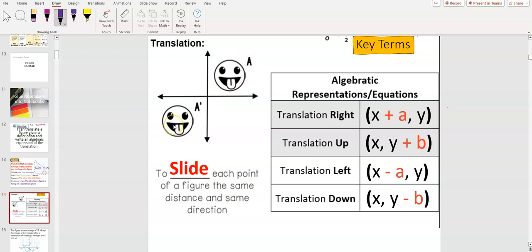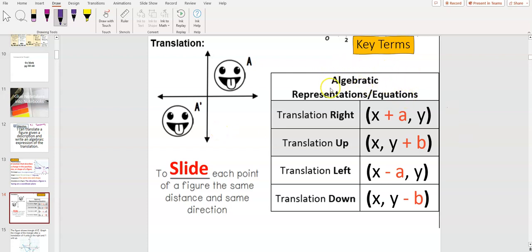You can probably see from this image that this smiley face is the same size and shape as this smiley face. And this image is also facing the same direction as the pre-image. The little whites of the eyes are on the right-hand side in both images. I didn't flip it or rotate it either.